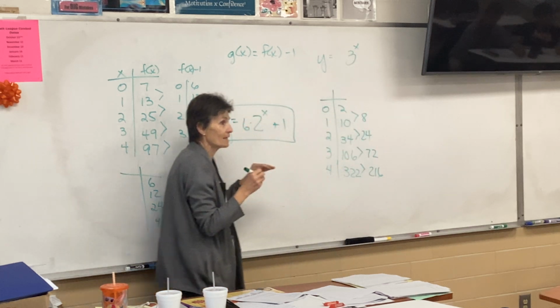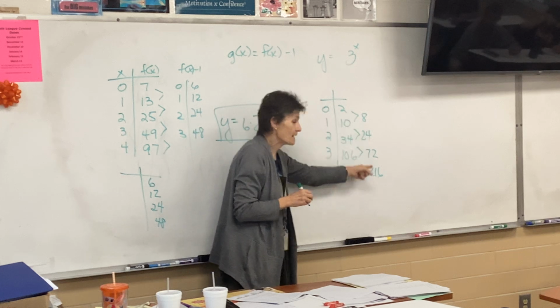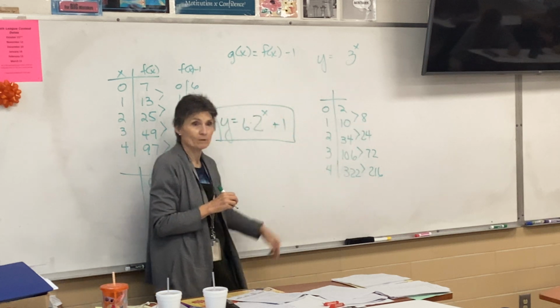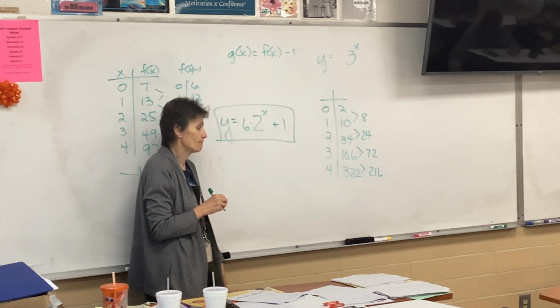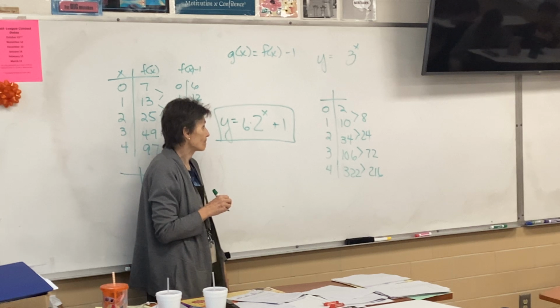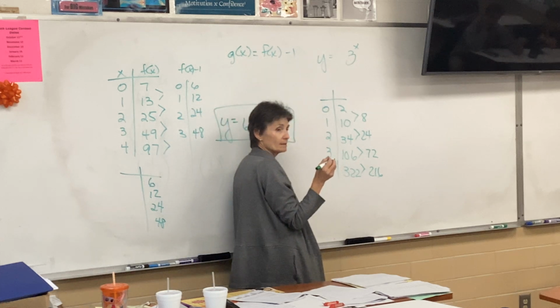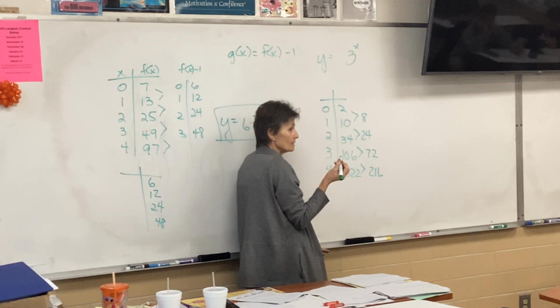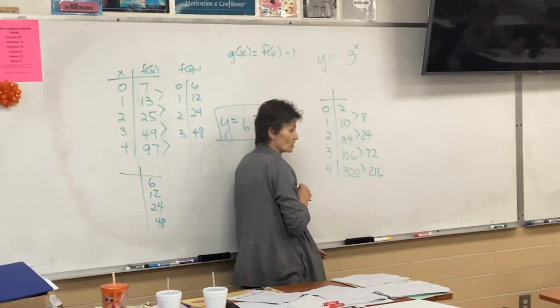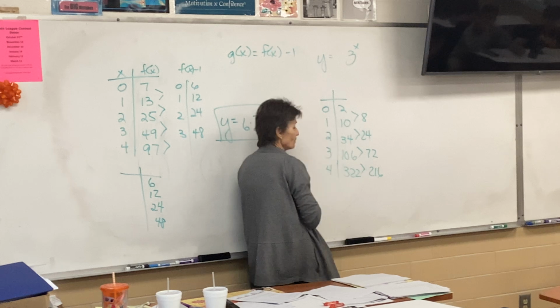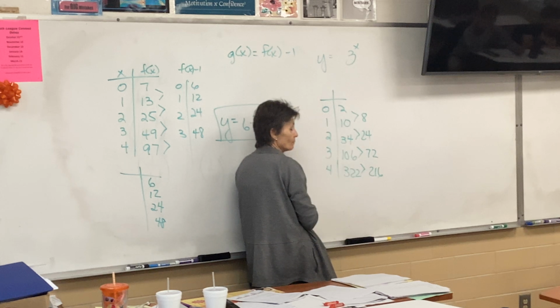Would everybody agree with that? Because that's what's happening to our differences. They're being times by 3. Okay, so now this is where you just have to think, all right? You just have to think. We know it's exponential. We know we should be able to write an equation like this. We have to figure out how to get those numbers.